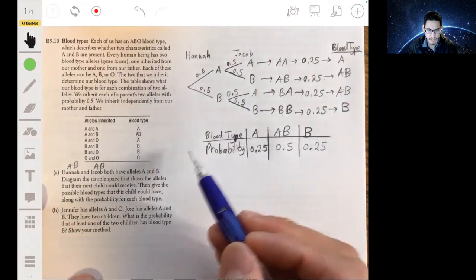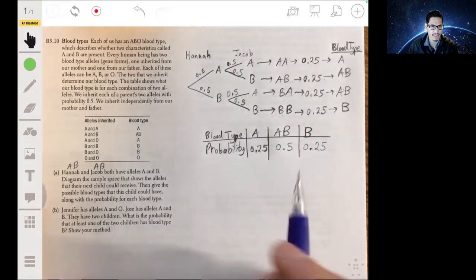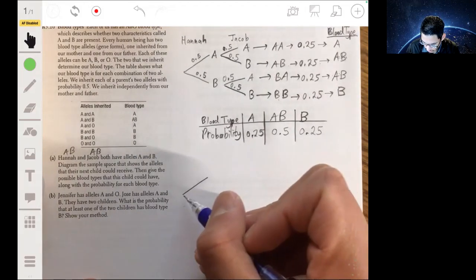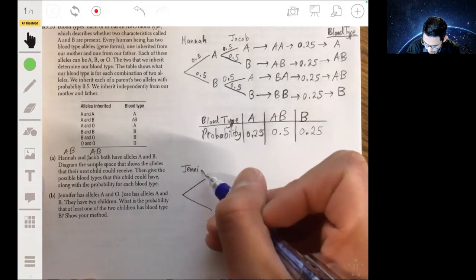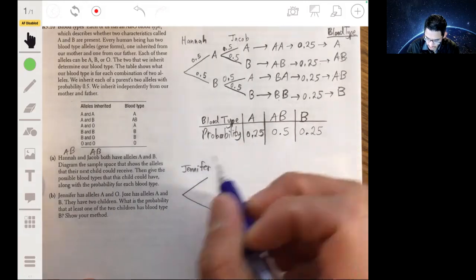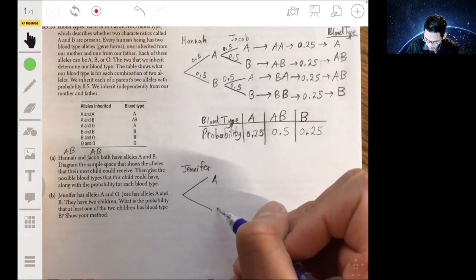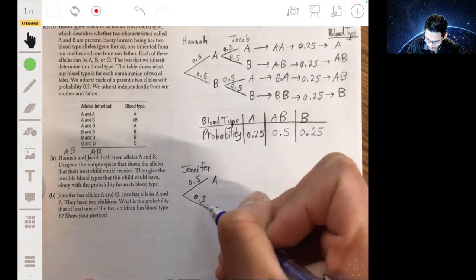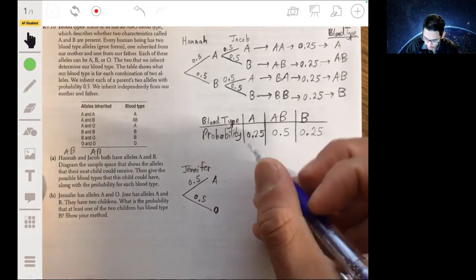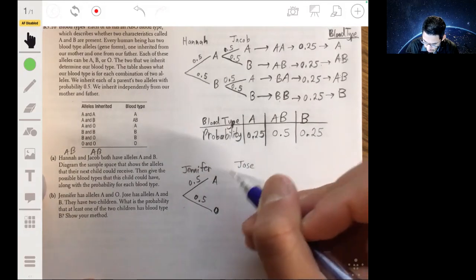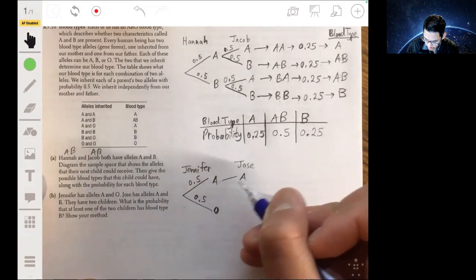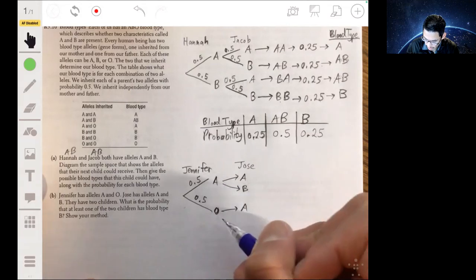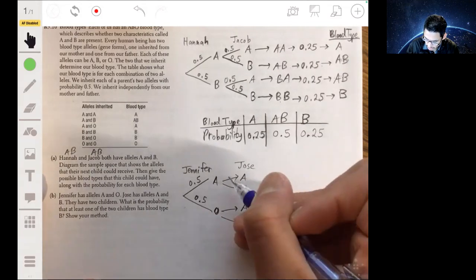So let's use the probability tree again. I'm going to go through a little faster since we just did one. Let's talk about what the child can get from Jennifer first. The child can get an A or an O, again with 0.5 probability. And then from Jose, the child can get an A or a B. Oh, I might as well put an arrow there, A or B. Each of these again are 0.5.